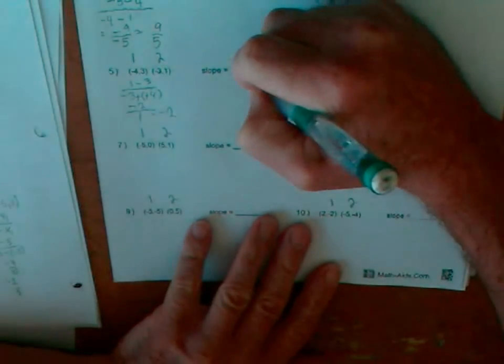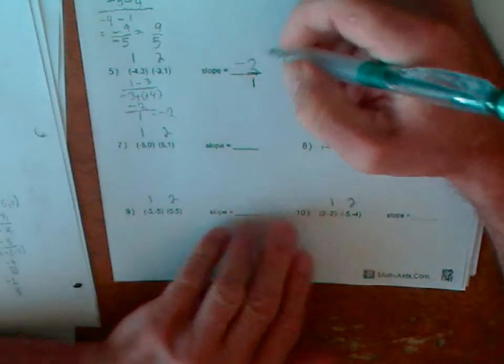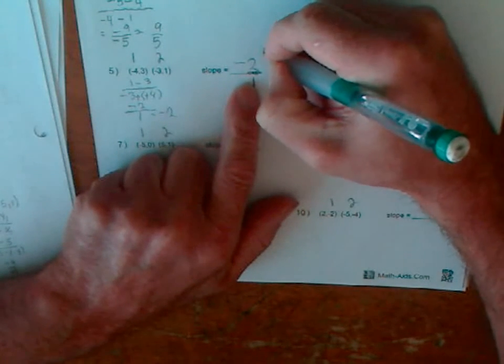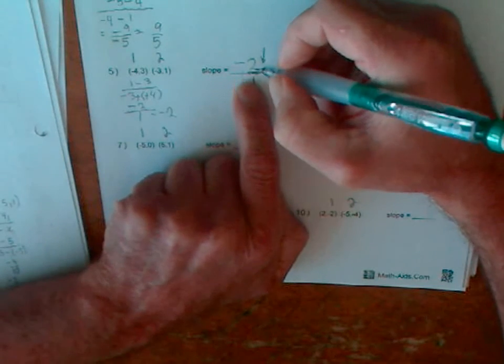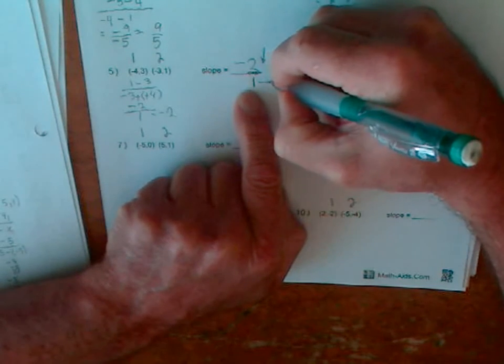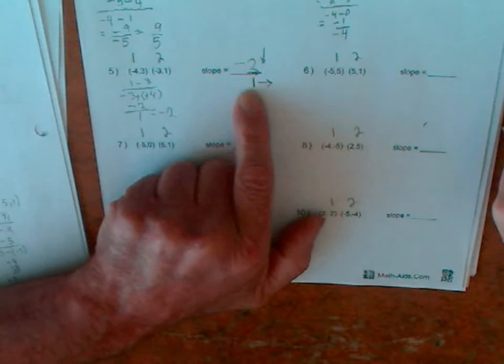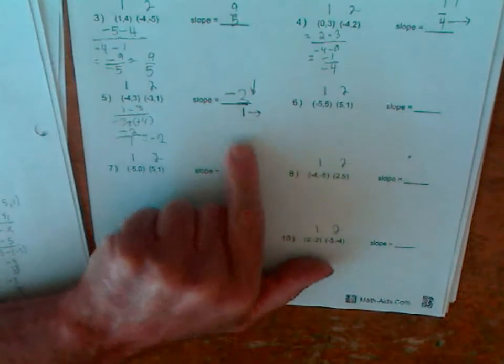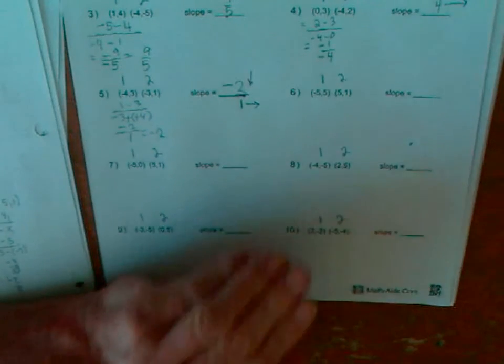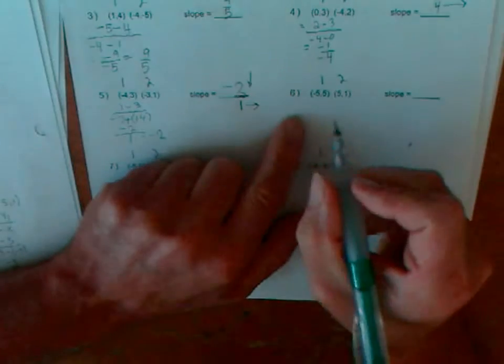Right? Don't forget what that means. It means we're not rising, we're falling 2. And because there's no denominator, we always put it over 1, and that tells us we're running 1 unit to the right. Remember, always run to the right, especially if you're being chased by the cops. Run right. Okay, next one.